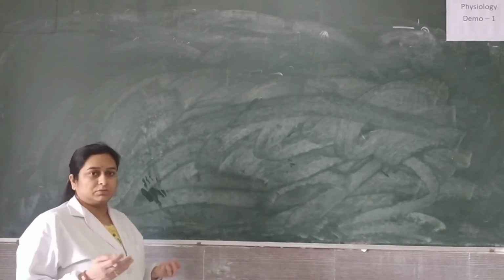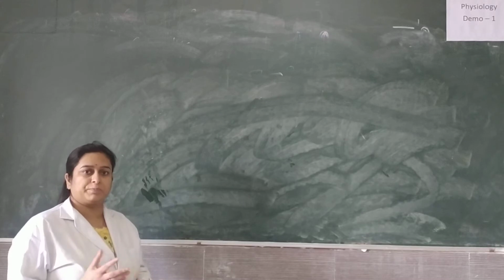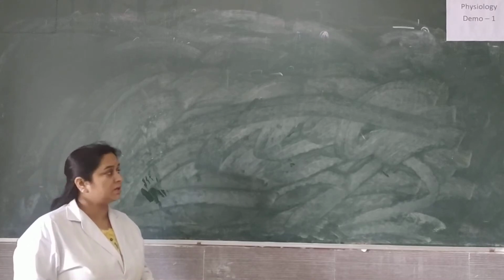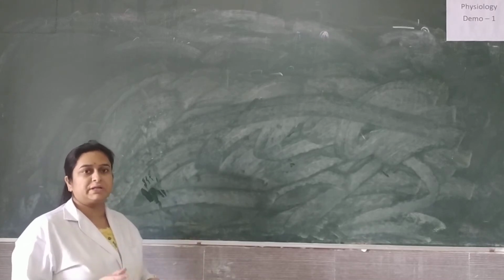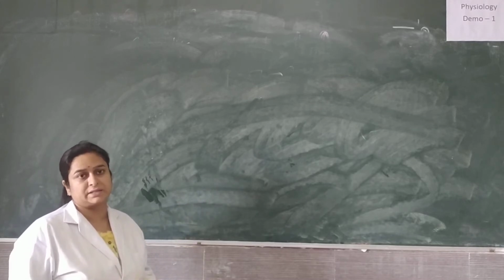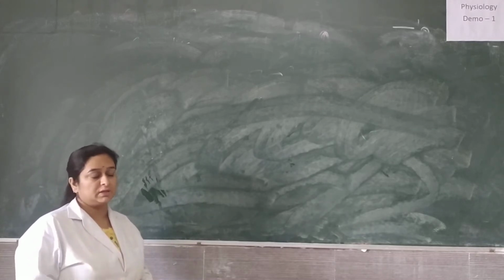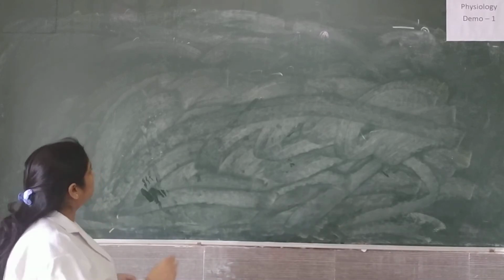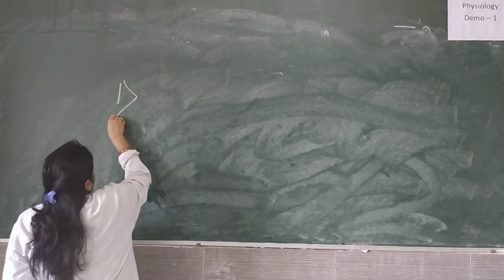So it means the proper functioning of the cell. Different types of transport mechanism occur at the cellular level. So what are those different types of transport which occur at the level of the cell?